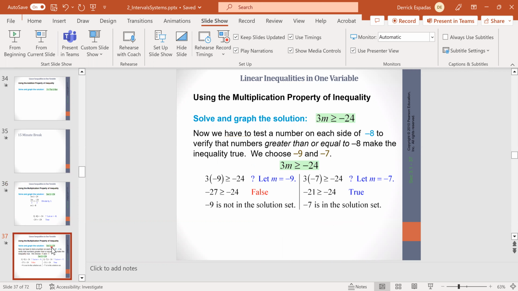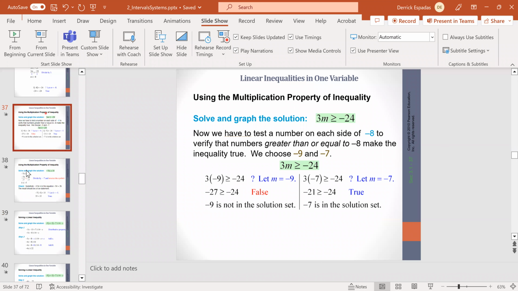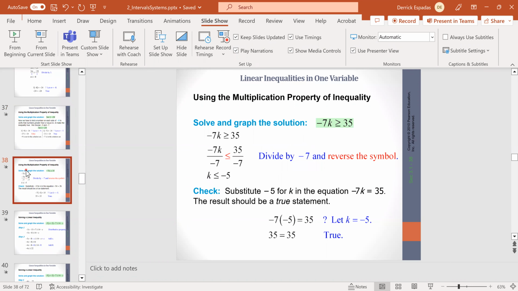To verify, we test numbers on the side of negative 8, and we want to choose numbers that make the inequality true. So let's take a look.